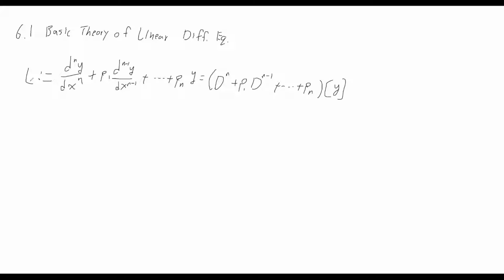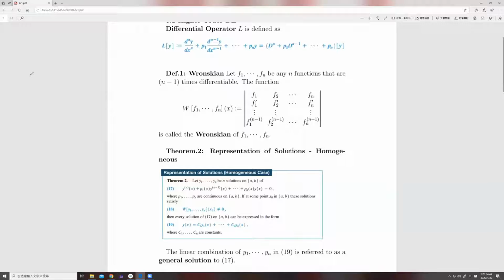All right, so next, let's look at Definition 1, which is the Wronskian. Let's look at the definition together. Let f1 to fn be any n functions that are n minus 1 times differentiable. N minus 1 times differentiable means you can take all of these functions and differentiate them up to n minus 1 times. Of course, some of them may be infinitely differentiable, but we want them to be at least n minus 1 times differentiable.